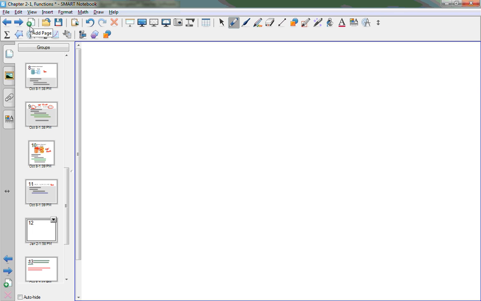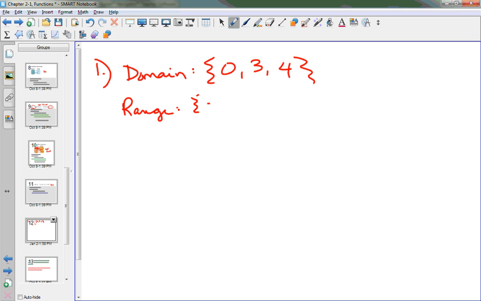Okay, if we're looking at tonight's homework, number 1 says, given each set of ordered pairs, identify the domain and the range. So what's the domain for number 1? The x's are 3, 4, 0, 4, and 3. So what's my domain? 0, 3, and 4. I do not need to repeat the 3 and the 4, even though they were repeated values. Do we understand that? What is my range? -2, 1, 2, 4. Notice how we put them in numerical order.